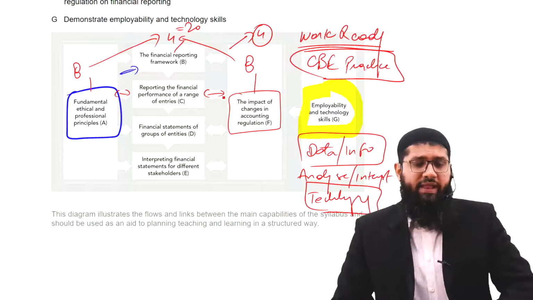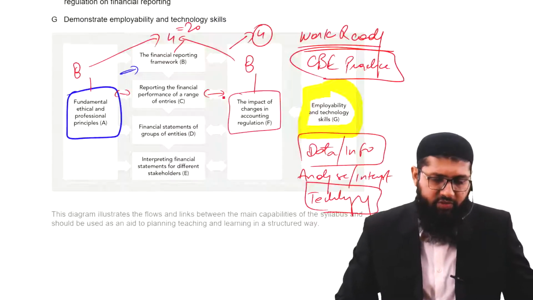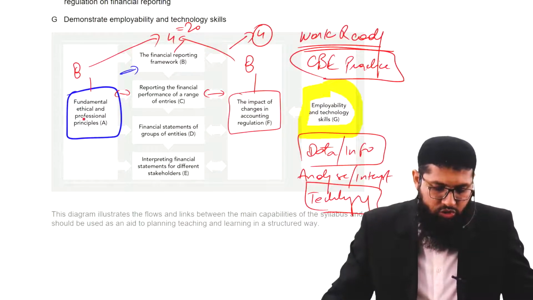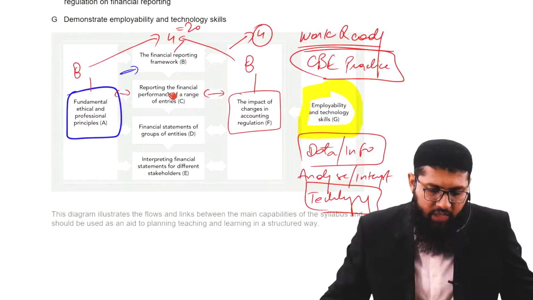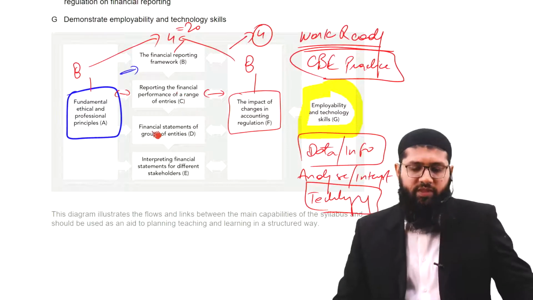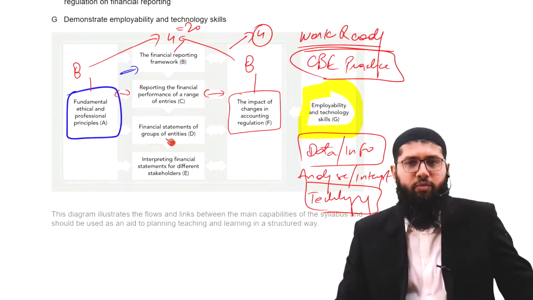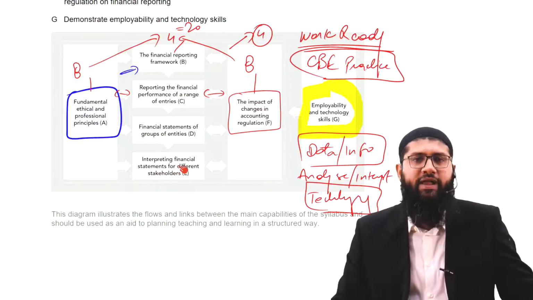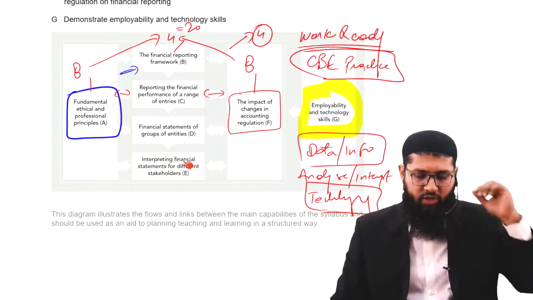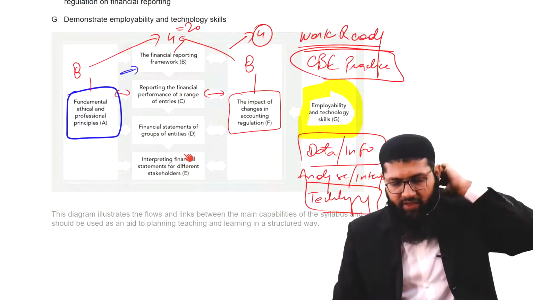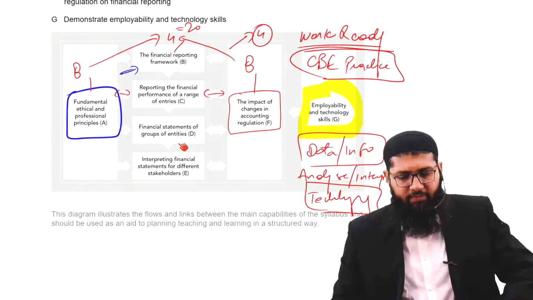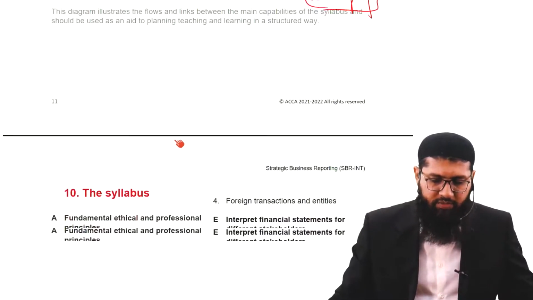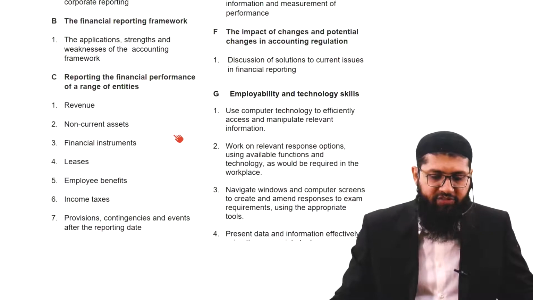And what are the other areas of the syllabus? Let's have a discussion on them. So if I talk about these other 3 areas, which are the 3 major areas of the syllabus, which is reporting of financial performance, which is preparation of financials of group entities, and which is interpreting financials for the other stakeholders. So what exactly are these 3 areas? Let me guide you. Basically what happens is that if I talk about these 3 areas, let's just see.